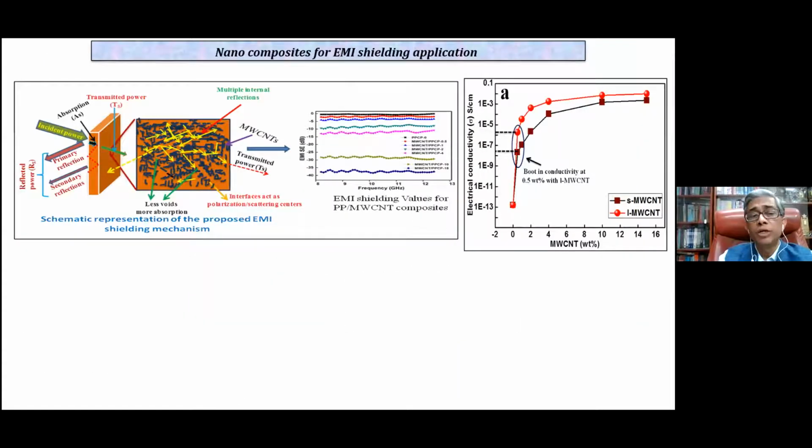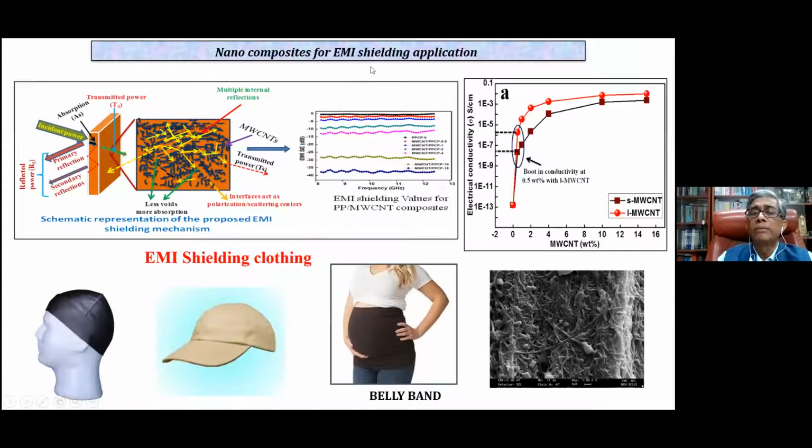Another area of importance is if we take a polymer and disperse nanoparticles in it, what we call EMI shielding, electromagnetic interference shielding applications. This shielding value has come from polypropylene and multi-wall carbon nanotube composites. This has also been done in our research work, which you can see. And when you measure this EMI shielding, you can control these values, which are required for very many applications.